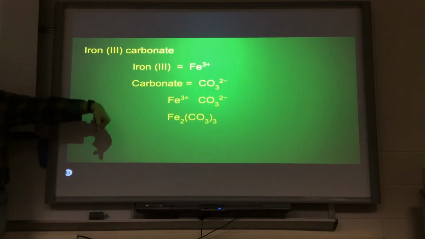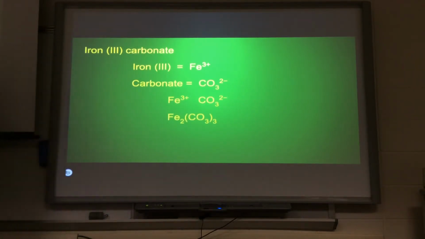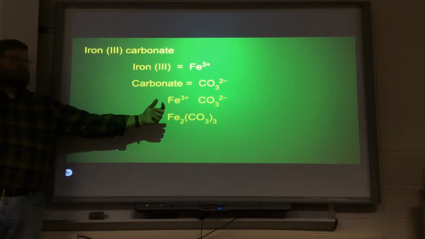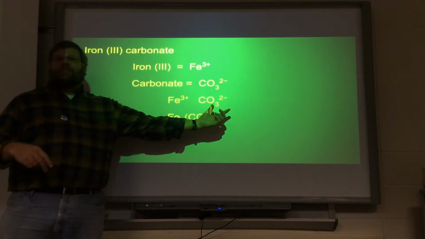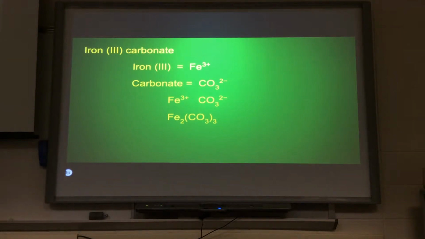Crossing the charges. 2, 3. It's really just kind of least common multiple. Figure it out. We need to get a 6. How do we get a 6 charge from iron? We need 2 of them. +3 and a +3 is +6. How do we get a -6 from carbonate? 3 of them. -2, -2, -2. All right.